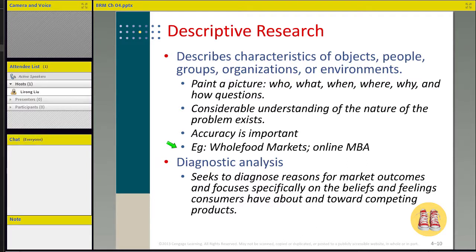Anyway, but in general, nowadays, people pay more and more attention to the environment, right? I believe many of you recycle, right? That's really one way to contribute to the environment. The other example is about online MBA, as what you are doing right now, right? You are taking an online MBA program.